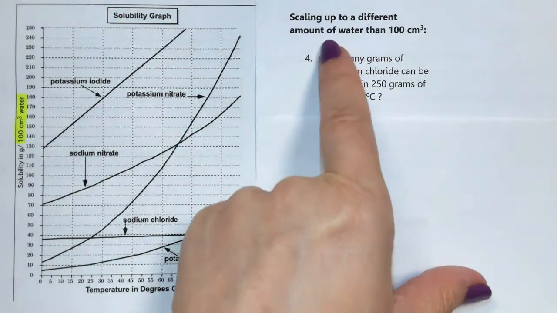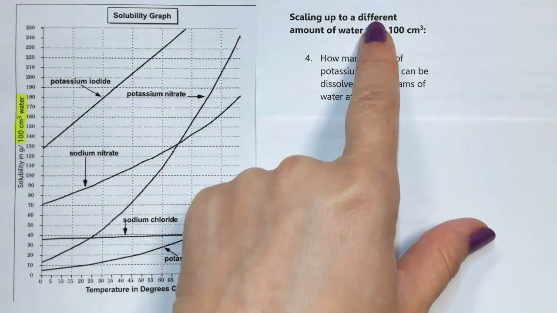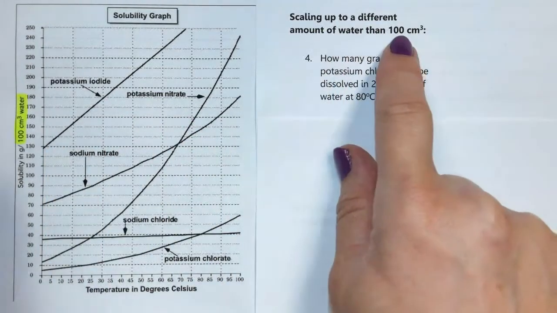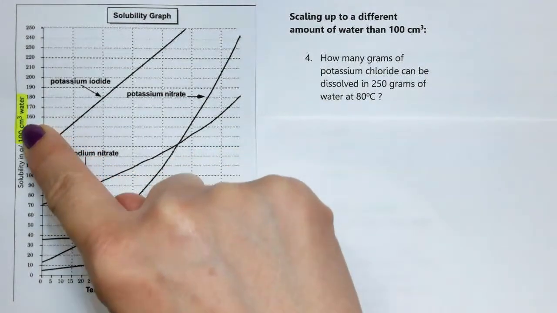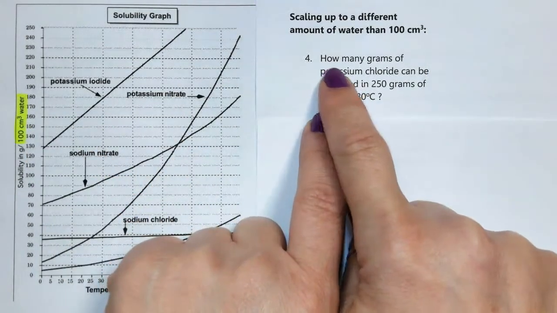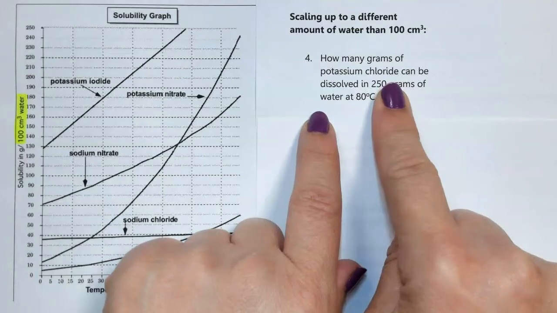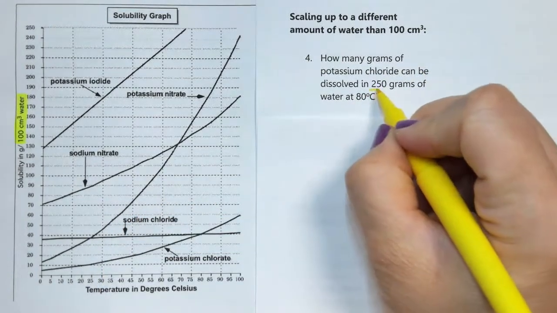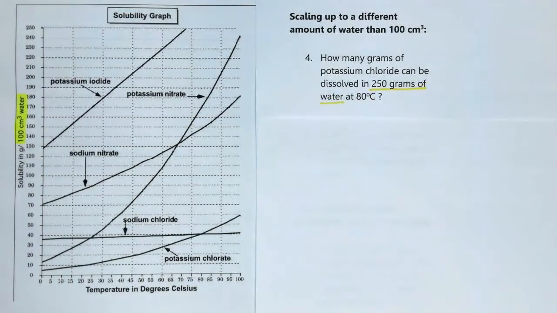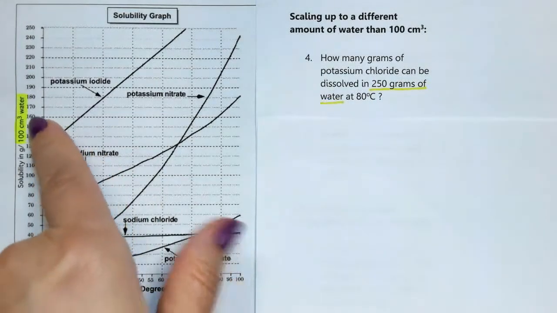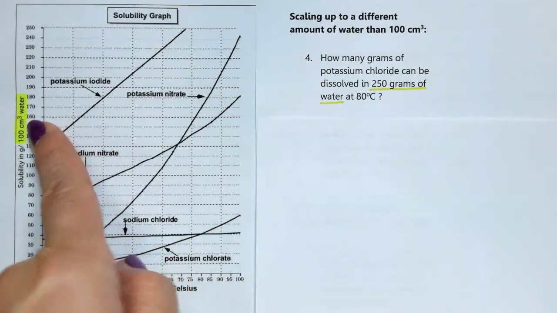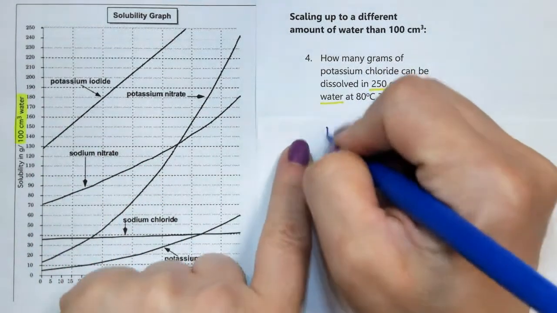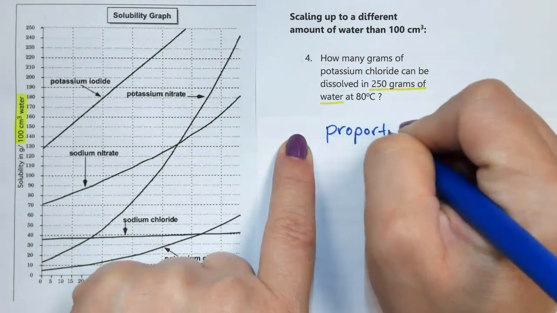In this example, we have to scale our amount that makes a saturated solution in a different amount of water than 100 centimeters cubed. We know this when we read the question and it says how many grams of potassium chlorate can dissolve in 250 grams of water. Because it says 250 grams of water as opposed to 100 grams, or centimeters cubed, same thing, of water, we are going to have to do a proportion in order to solve this problem.